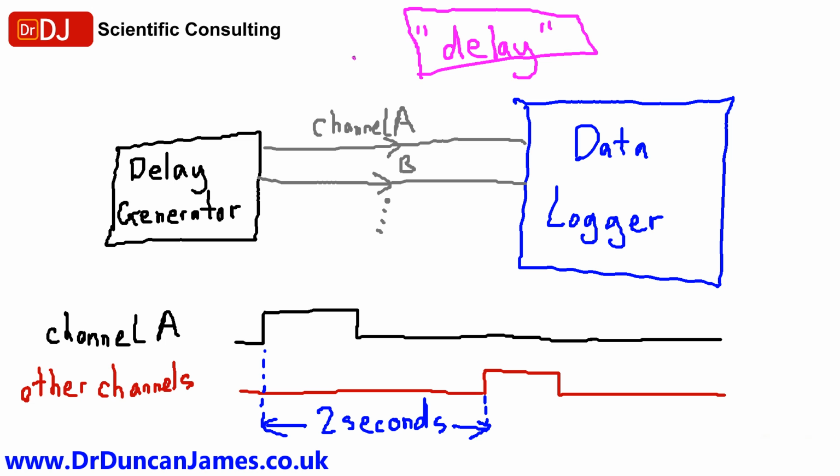In this case, we are going to check very carefully the delay from channel A to other channels. So I've put 2 seconds here. I could have written delay. I thought I'd write 2 seconds because it's just a bit easier to talk about, just because it's a real number. So suppose we generate a pulse on channel A, and then 2 seconds later we generate a pulse on each of the other channels.